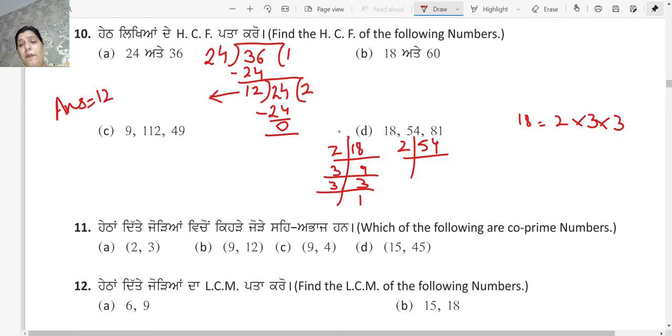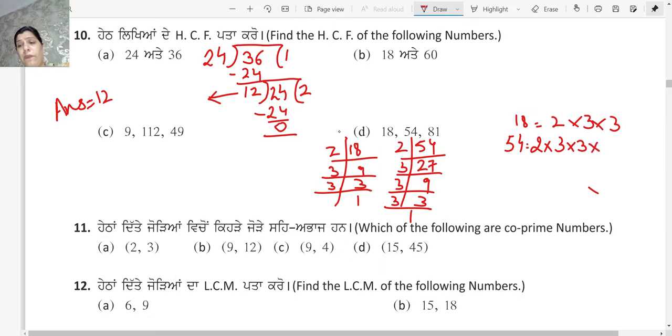You will divide it by 2. You will get 27. Then it is divisible by 3. Then again 3. So the prime factors of 54 are 2 multiplied by 3 multiplied by 3 multiplied by 3.